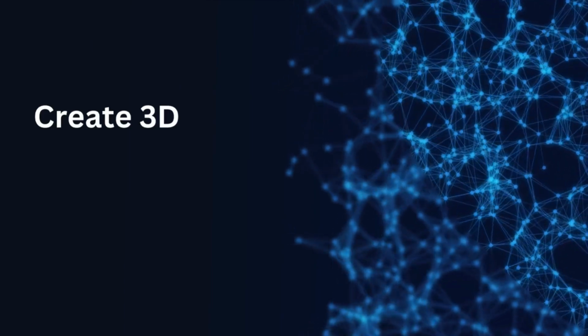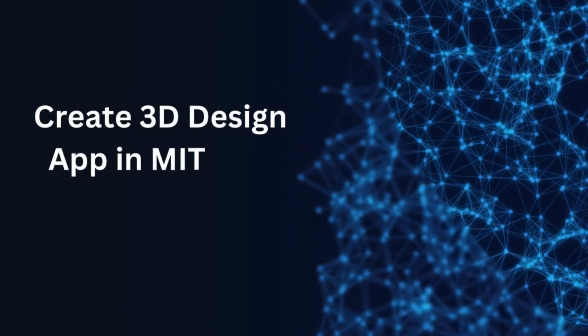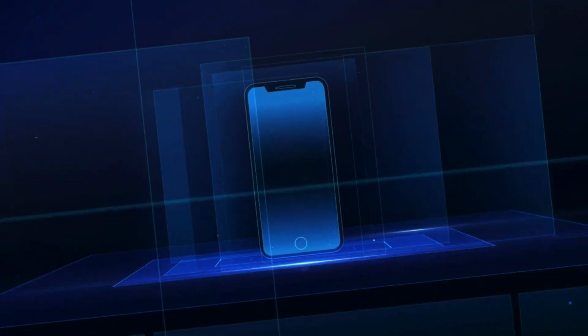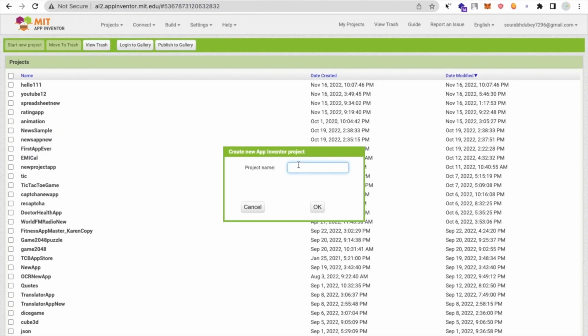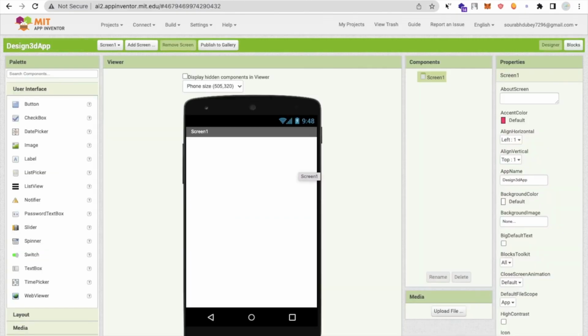Hello inventors, in this video I'm going to show you how we can create 3D design in MIT App Inventor. So first of all, we need to click on start new project, and my project name is 3D design 3D app. Okay, so that's our screen here.